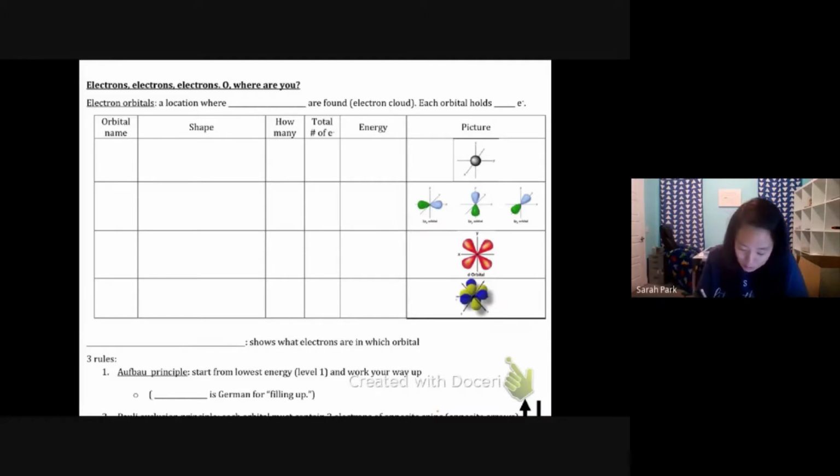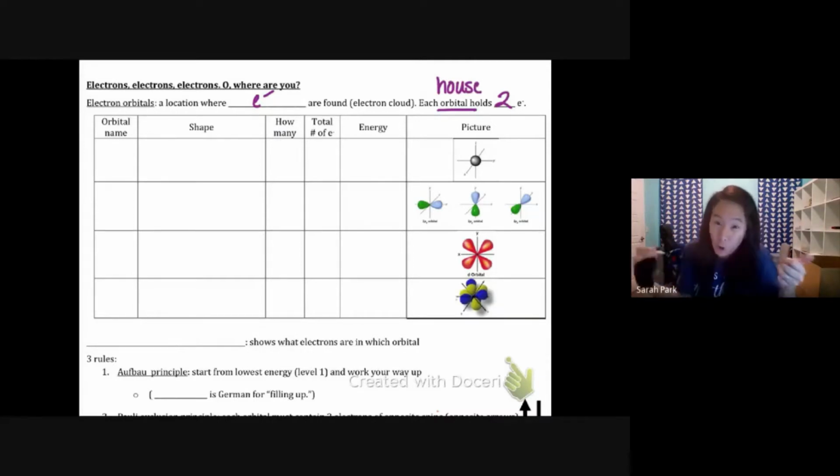Electron orbitals are locations where electrons are found, and each orbital holds 2 electrons. A way to think about this is when you hear the word orbital, you can think of it as a type of house. Electrons live in very specific types of homes, and we give them each a different name. Let's go through the 4 different types of houses that electrons can live in.